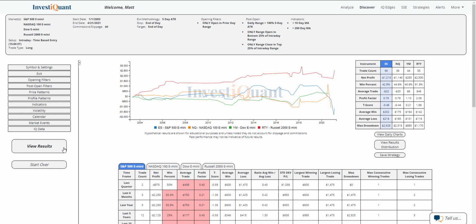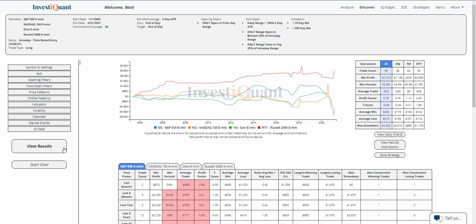So the open is in the bottom 25% of that range. The 3 p.m. price is in the top 25% of that range. And you also have at least 100% of the 5-day ATR in daily range that has taken place within that. So you do have a directional candlestick that is forming on the day there. This has taken place below a 10-day moving average, but above a 200-day simple moving average.